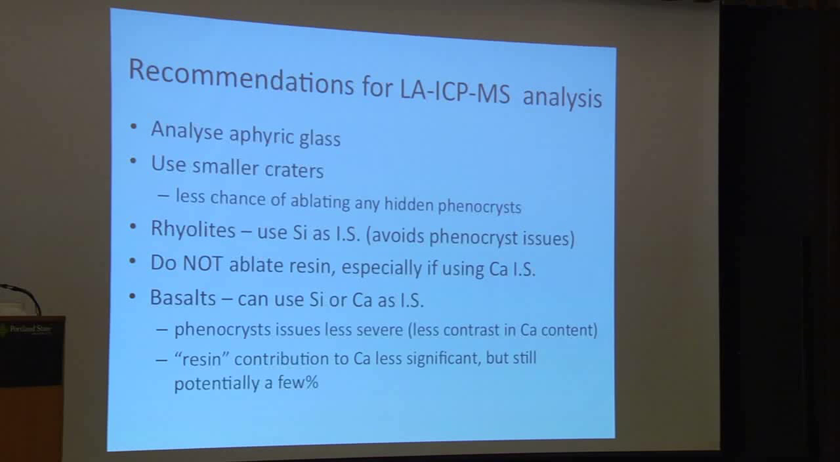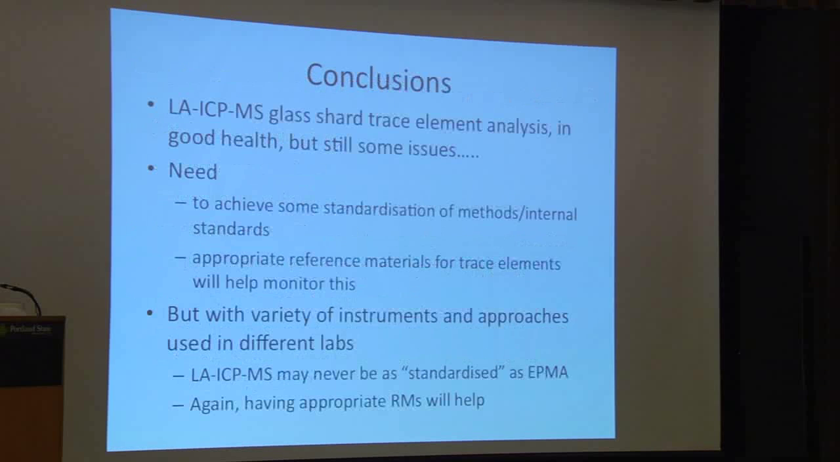Basalt's a slightly different game. Silicon or calcium are okay, they're both detectable generally, and the resin contribution, because of the high calcium in basalts, is less significant. But still potentially 1 or 2%. So it could still cause you just a little offset in your data.